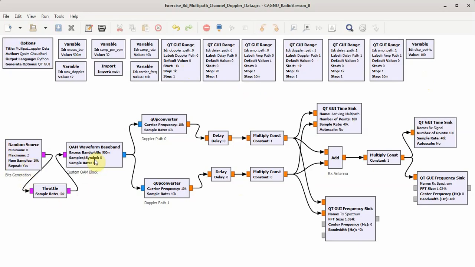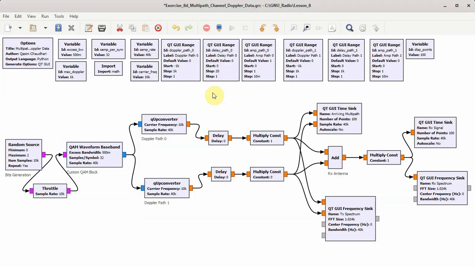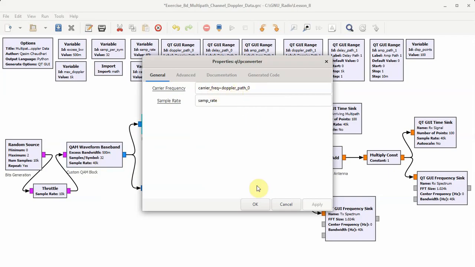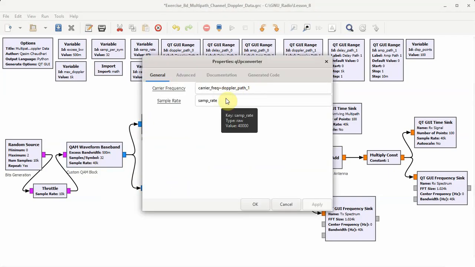The bits are input to a QAM waveform baseband block, which we have made ourselves. Let's change the parameters so that they take the values from our own variables instead of the default ones. Now, this waveform is input to two up converter blocks, one with carrier frequency plus Doppler path 0, the other with the carrier frequency plus Doppler path 1.